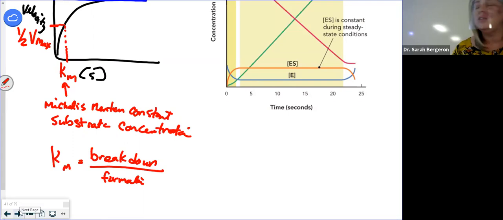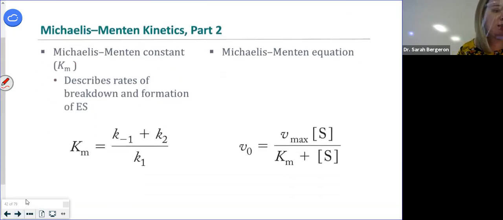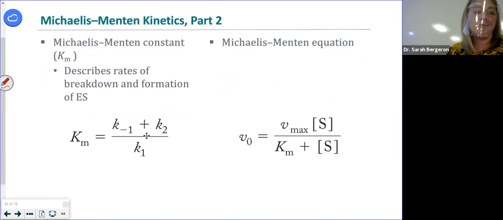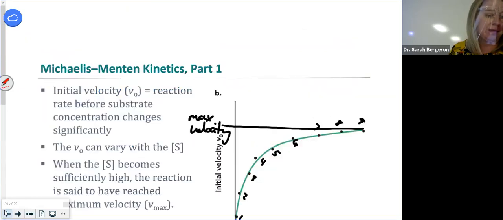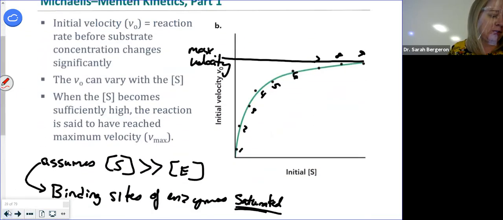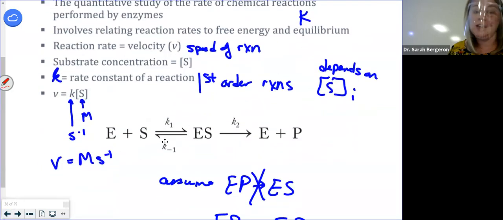So if we actually look at the math, the Michaelis-Menten is really describing our rates of breakdown and formation. So if you look at the top, what is K minus one and K two? What do these things refer to? Go back. Do you see these? These are the rates that determine whether the reaction is going to proceed in the forward or the reverse direction. So we're looking at breakdown versus formation.